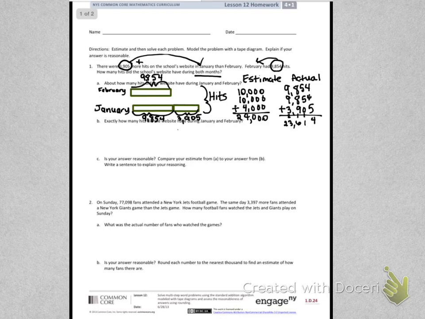So let's make sure that this makes sense with our estimation. Our estimate was 24,000. Our actual is 23,614. Yes, this makes sense because 23,613 rounds to 24,000. So we can go ahead and over on the side, I'm going to write our answer.